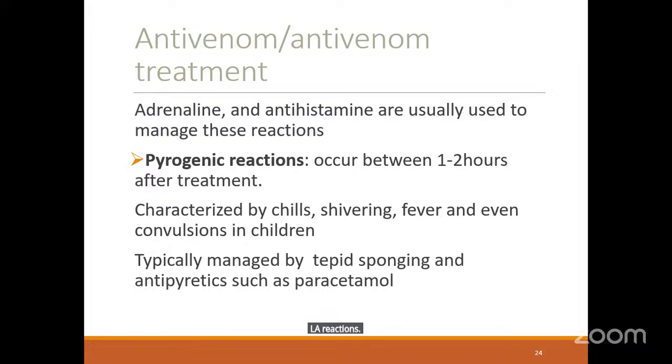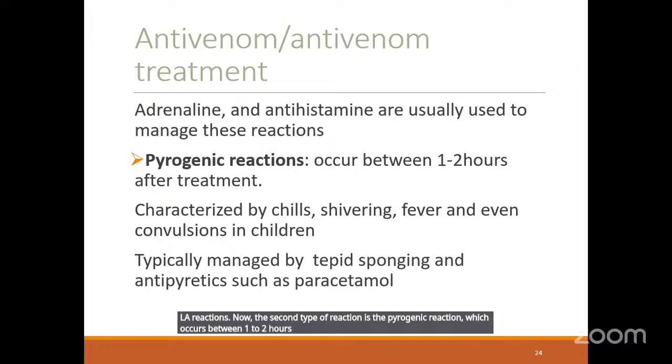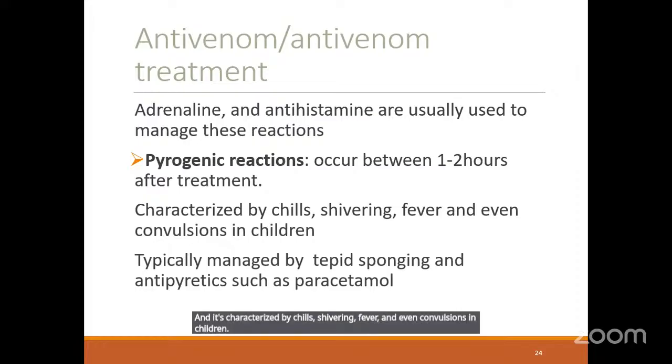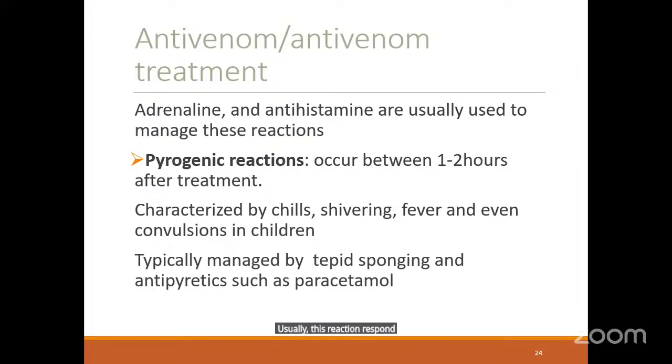Now, the second type of reaction is the pyrogenic reaction, which occurs between 1 to 2 hours after treatment, and is characterized by chills, shivering, fever, and even convulsions in children. Usually, this reaction responds to tepid sponging and the use of paracetamol as an antipyretic.